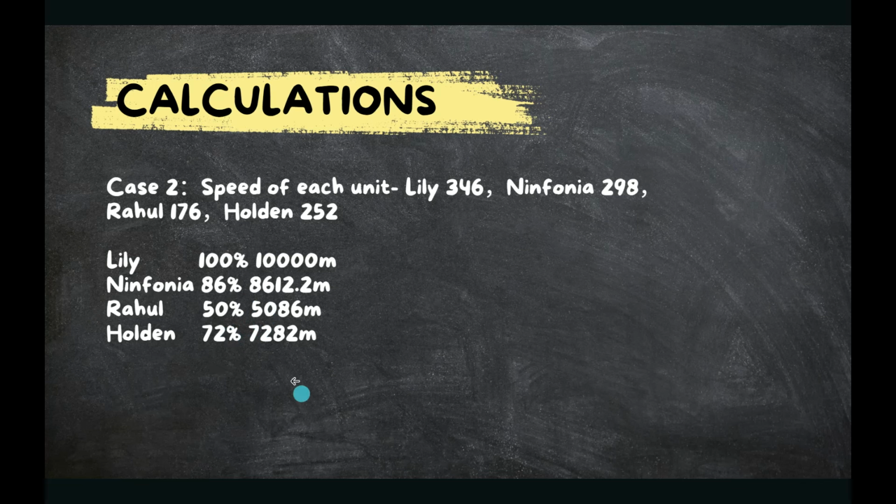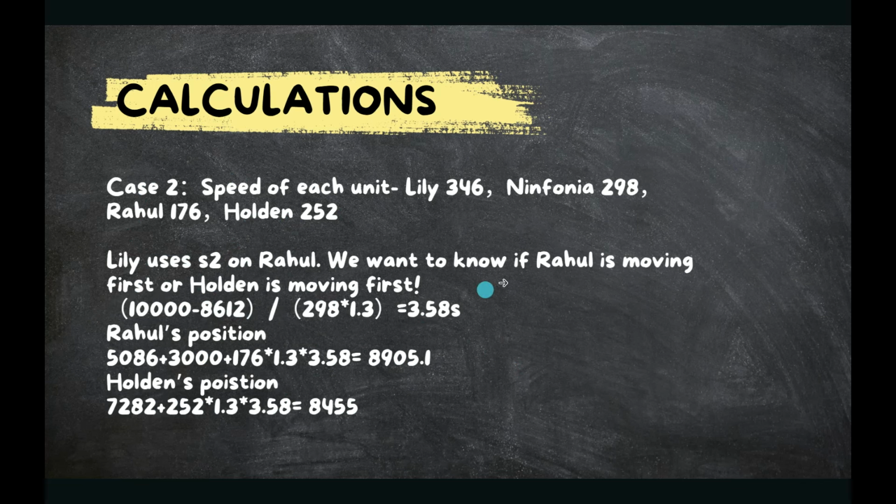So if you don't know how to do this, you can just take a look at example 1, or case 1. So in this case, we want to know if Rahul is moving first or Holden is moving first after Lily uses S2 on Rahul. Okay, and how do we do that? We need to figure out the uphill race time Nymphonia created first. Okay, so how do we do that?